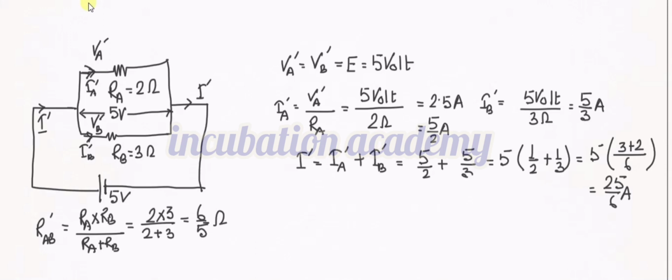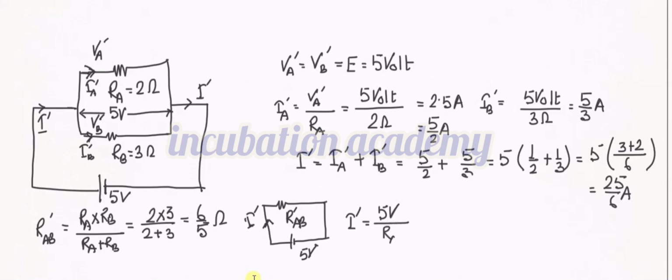So I can simply say this is the simple resistance which is the equivalent of RA and RB connected in parallel, and this is connected to the 5-volt source. And what is the main current through the circuit? That is I prime. Actually I am checking here. So I prime is equal to 5 volt divided by RAB. 5 is the source. RAB is my 6 by 5 ohm. So see, again 25 by 6 ampere comes as the answer.